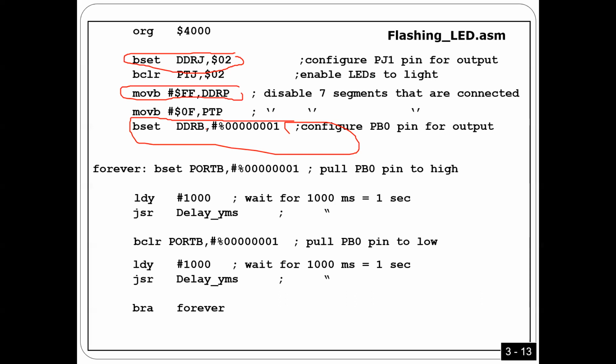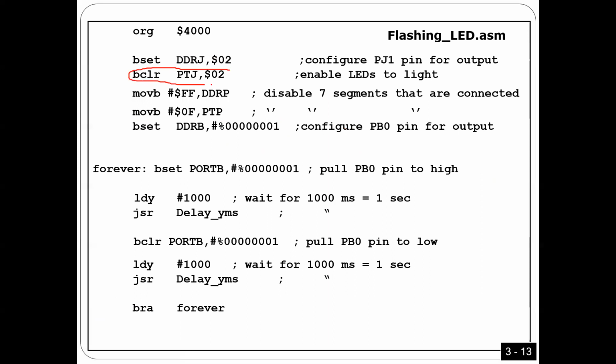So for example, if you see here, guys, port J. For port J, I used bit clear this way, very easy. So I just clear, but here I clear PTJ. Don't be confused. What is the difference between PTJ and DDRJ? Yeah, that's what I told you.